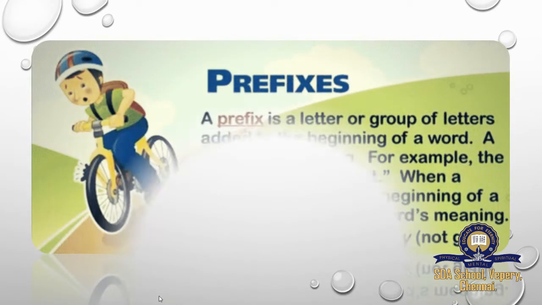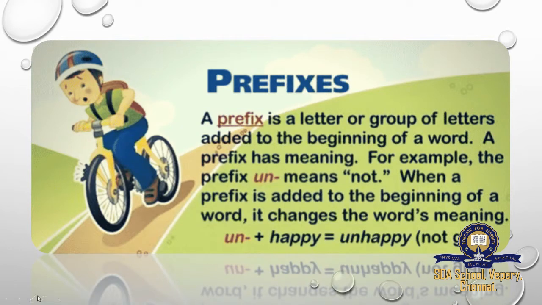As the name suggests, prefixes, what do you mean? You would have heard these prefixes in your English class. I hope so. So what does it mean? A prefix is a letter or group of letters added to the beginning of a word, right? A prefix has meaning. For example, the prefix "un" means not. When a prefix is added to the beginning of a word, it changes the word's meaning.